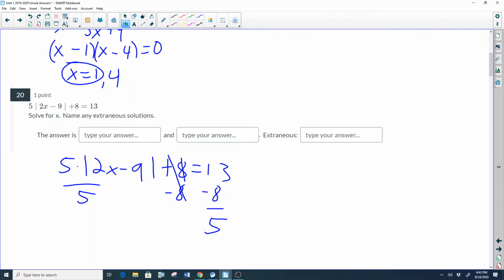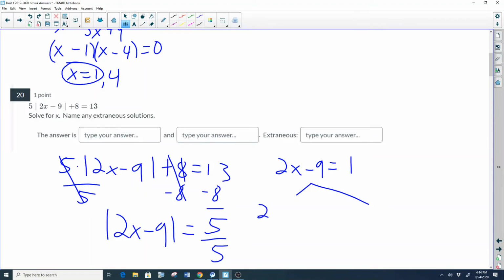So remember, pause me. If you don't know what you're doing, give it a try first. And then, don't just watch, don't just copy. So 2x minus 9, still the absolute value, is equal to 5 times 5, or 5 divided by 5, which is just 1. So now we're going to have 2x minus 9 is equal to 1. We're going to split it into 2 equations. 2x minus 9 equals 1, and 2x minus 9 is equal to negative 1.